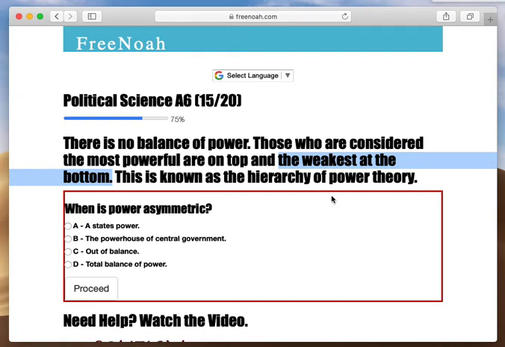So if you know that the United States of America has a whole bunch of weapons of mass destruction and their army is massive and big, there is a high probability of you not going into war with them, especially if you're amongst the bottom, okay? So that's basically what the hierarchy of power theory is.